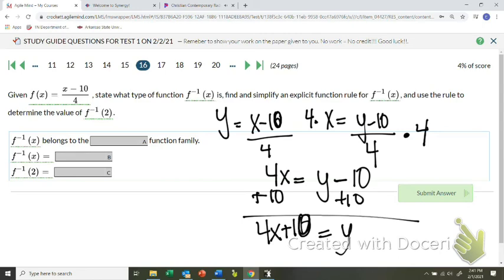So the first question asks you, what does the inverse belong to? Linear, quadratic, exponential. Is it in the form of y equals mx plus b? Is it in the form of x squared? Or is it in the form of b to the x? Linear. All right, then the second part actually asks you, what is the inverse? Well, you just discovered that. 4x plus 10.